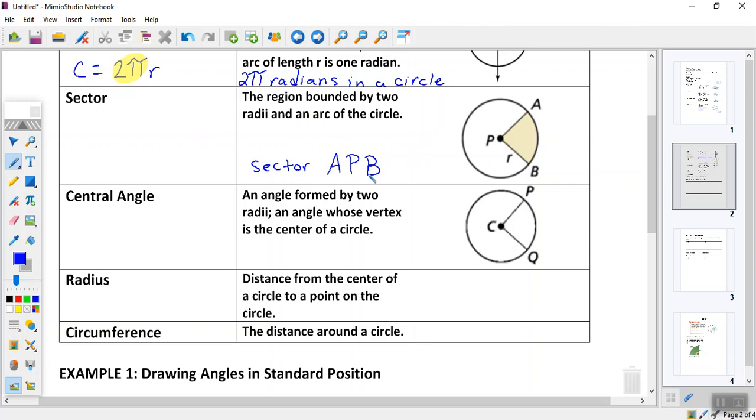All right? Got a central angle. Got your central angle. It's an angle that's formed by 2 radii. The angle's vertex is where in the circle, kids? The center. So I would probably call this angle TCQ or QCP.